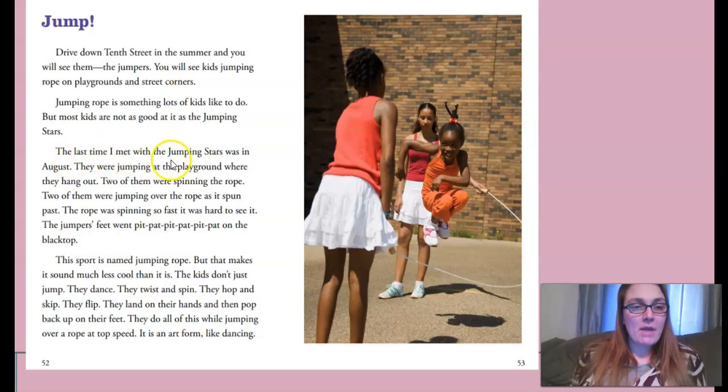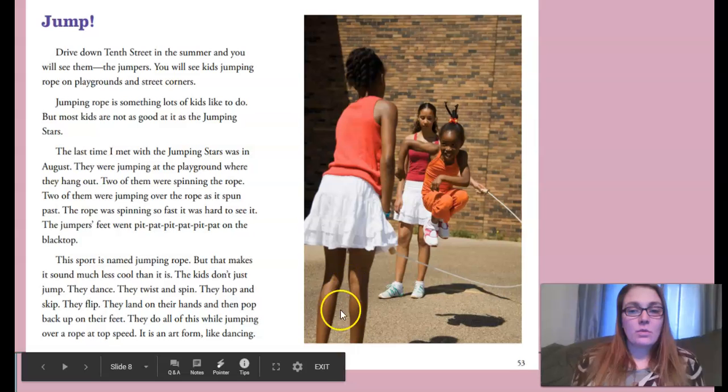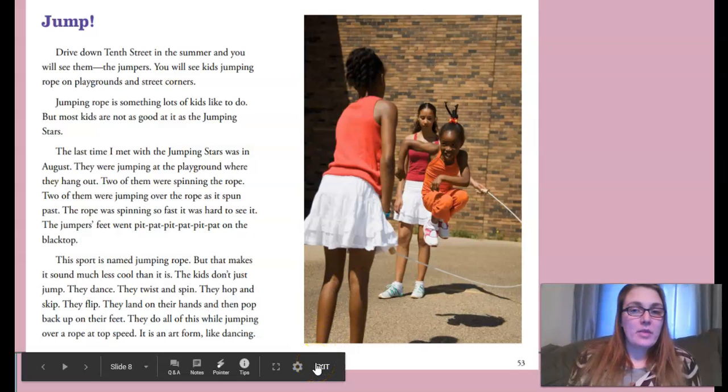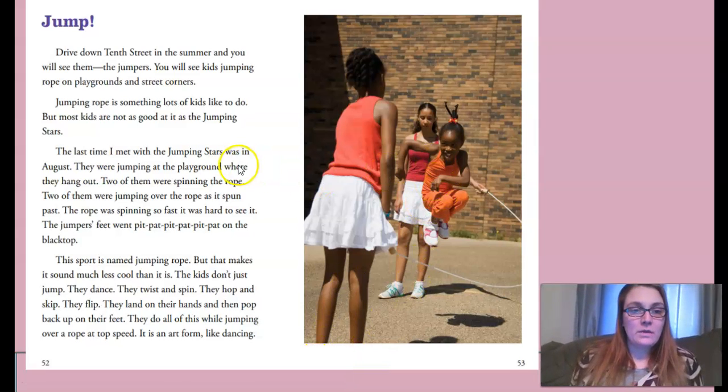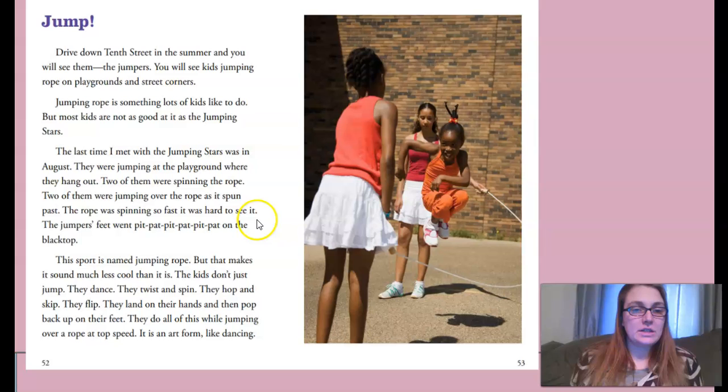The last time I met with the Jumping Stars was in August. They were jumping at the playground where they hang out. 2 of them were spinning the rope. 2 of them were jumping over the rope as it spun past. So in this case, there's not one person jumping rope by themselves. They have one person, if you're looking at the picture, on each end of the rope, and they are spinning it around, and then the people in the middle, in this case 1, but in the story there's 2, are jumping over the rope. The rope was spinning so fast it was hard to see.